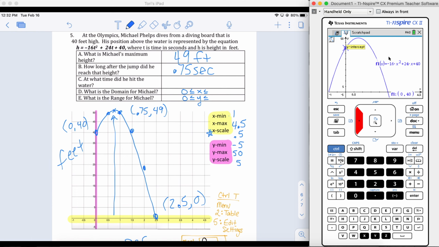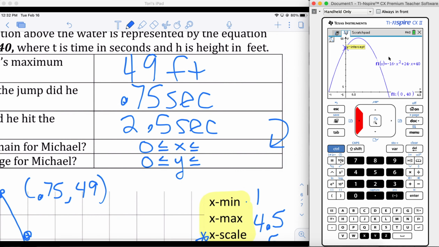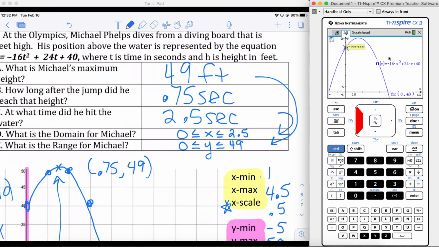All right, what time did he hit the ground, or in this case, hit the water? That's going to be my 0 down here, 2.5 seconds. And then remember, domain is when you hit the ground, so it's not the 0.75 number. It's the 2.5 number, and I'm going to zoom just a little bit so I can fit that. So 0 to 2.5 is my x's. My range is until the maximum height. So from 0 all the way up to 49.